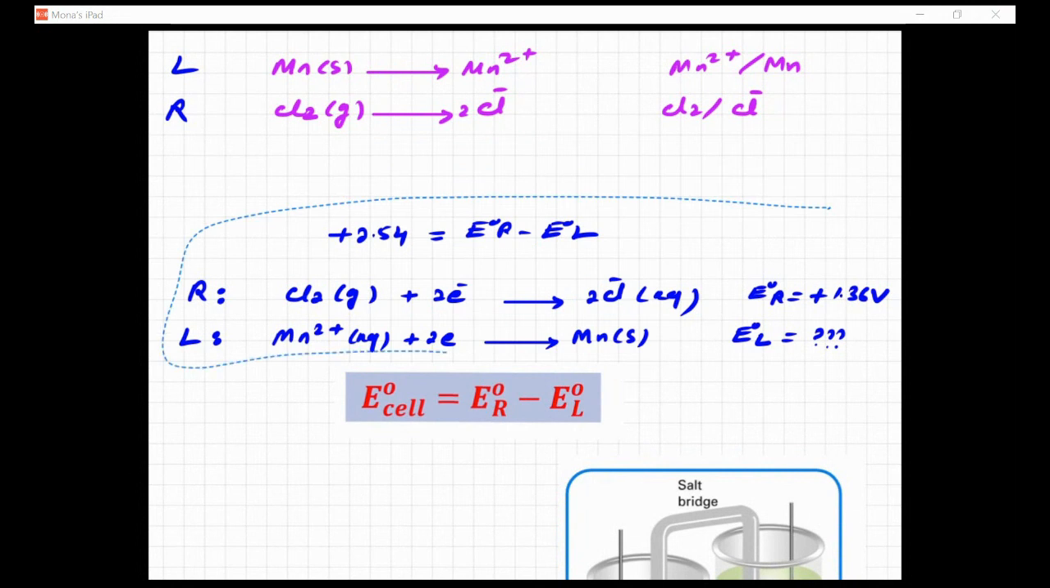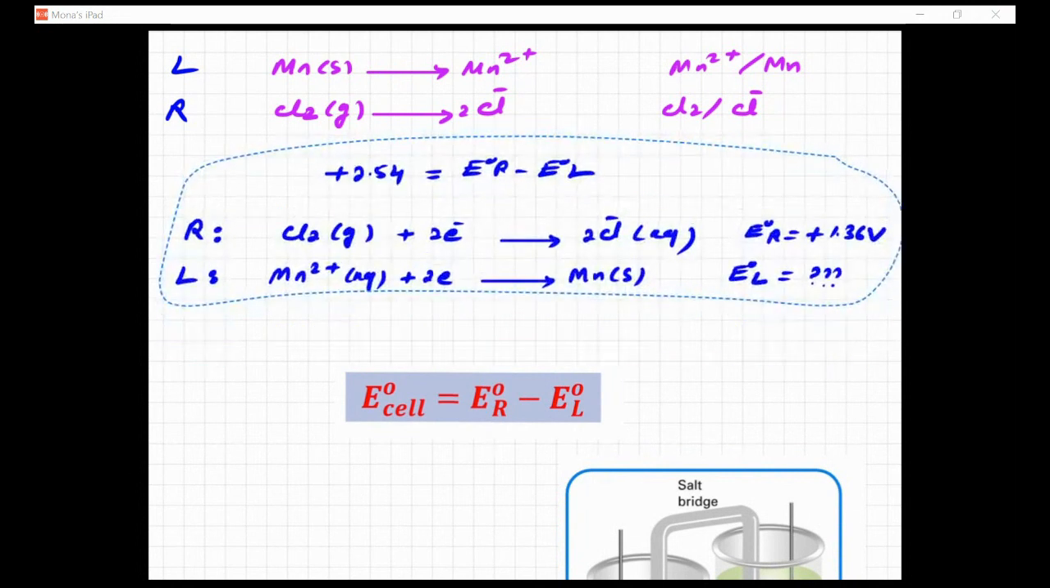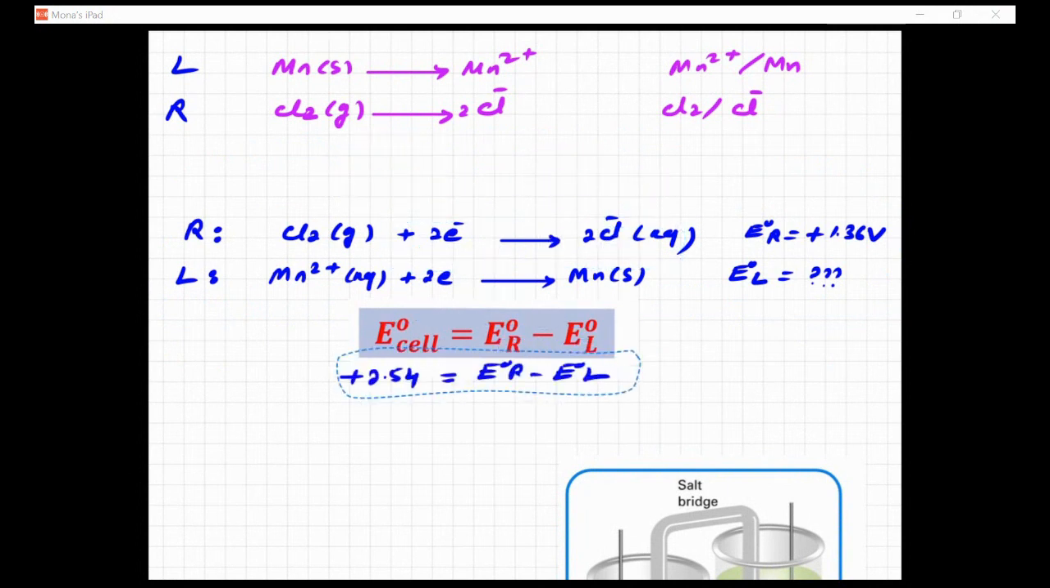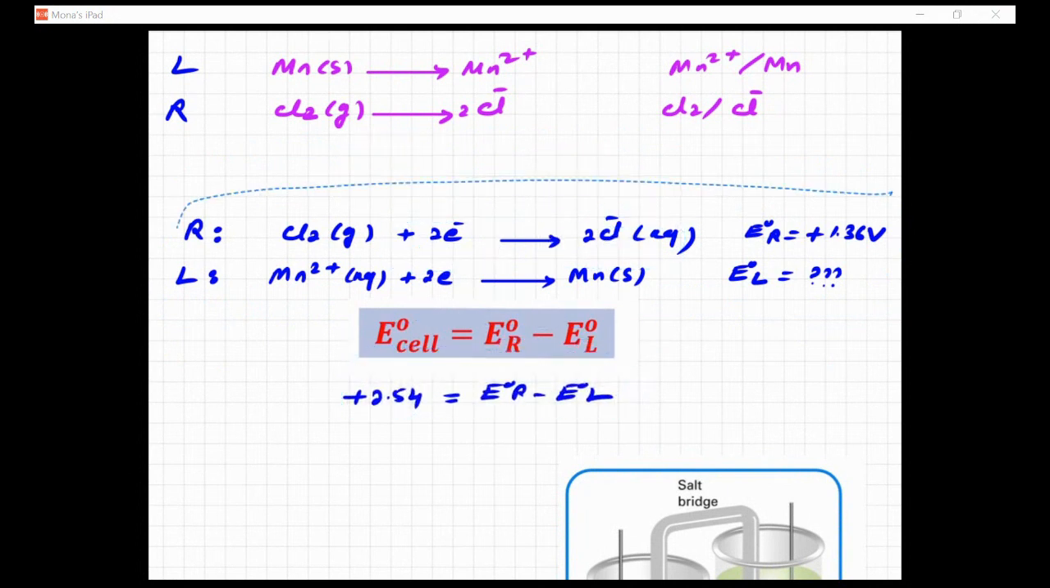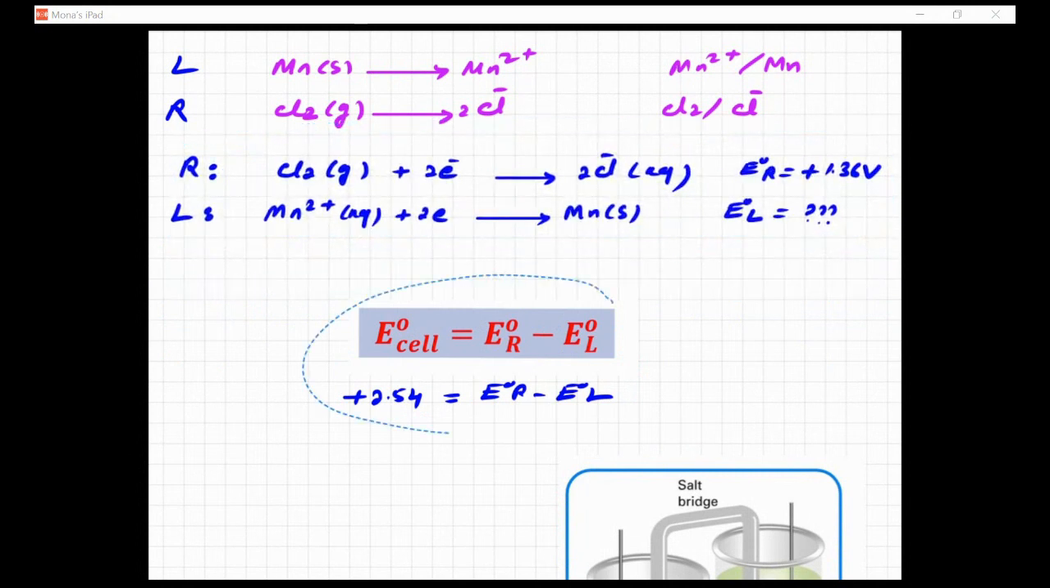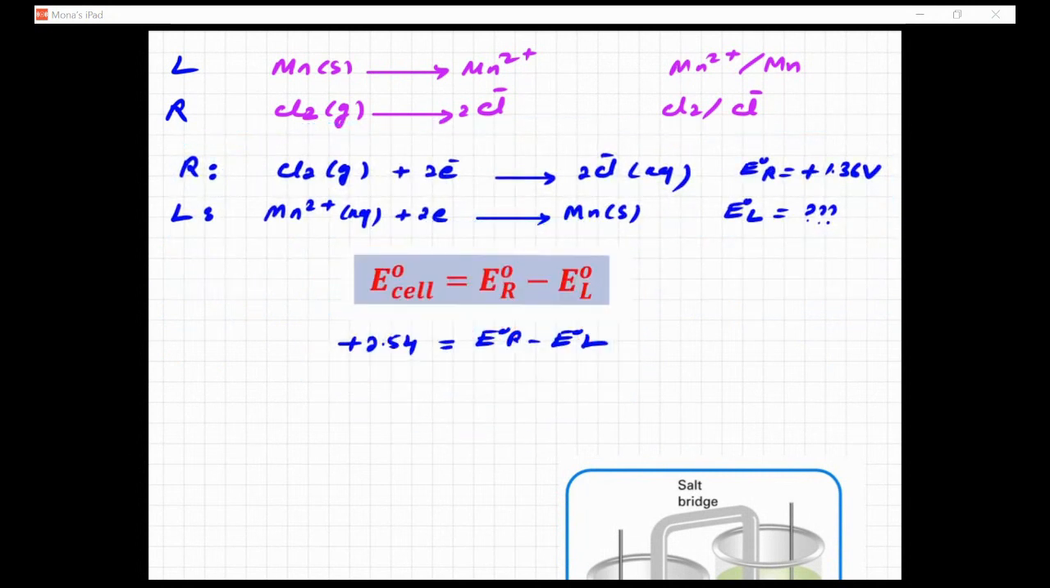Okay, the question has already given you the E of the cell. This is what has been given. So you use it to calculate the potential of the left electrode, and that is going to be like this. E right, we have it 1.36, minus E left. This is 2.54, and I'll find E left, and that is going to be equal to 1.36 minus 2.54.